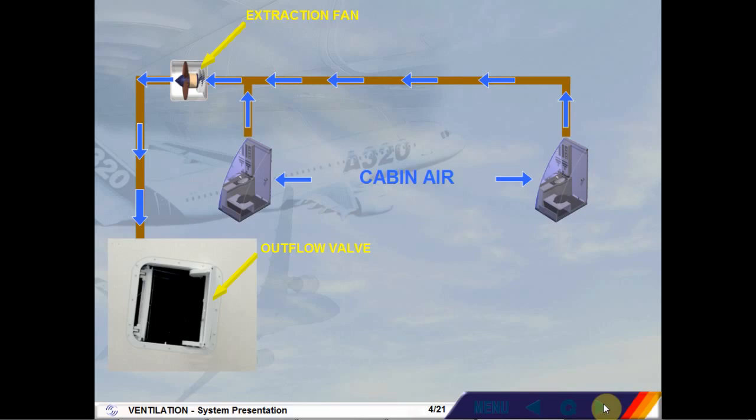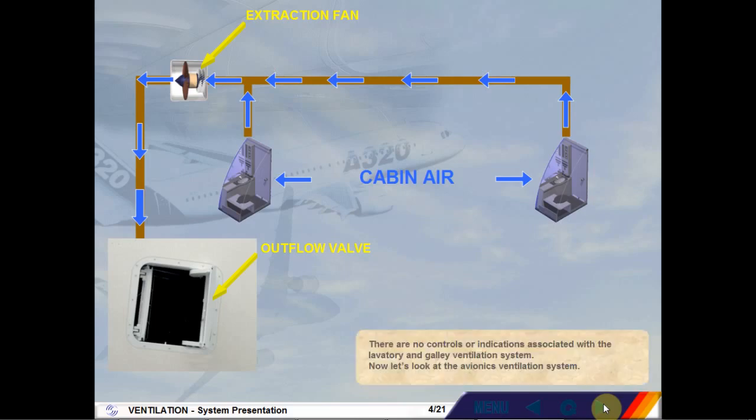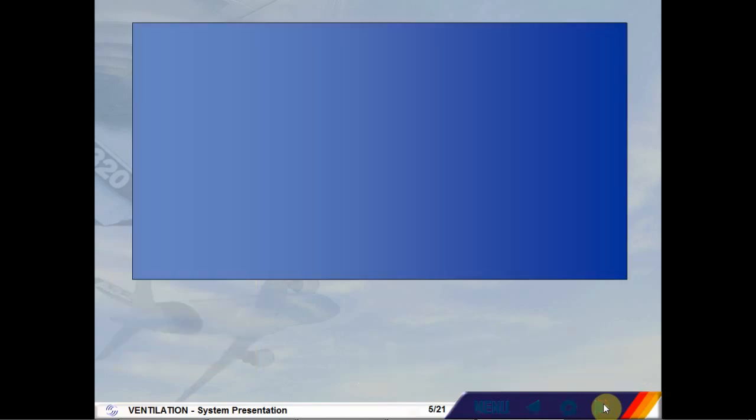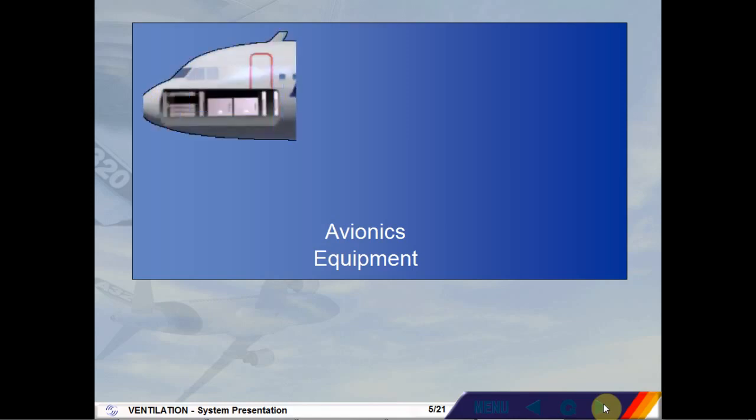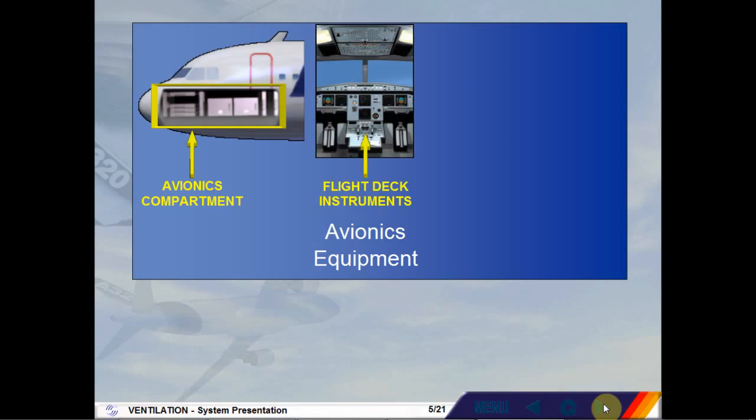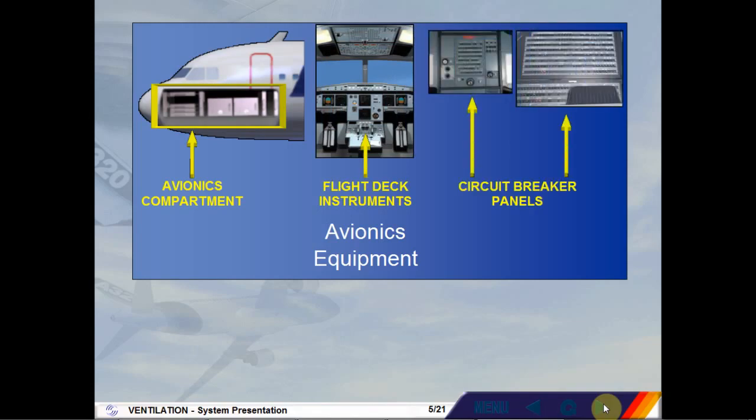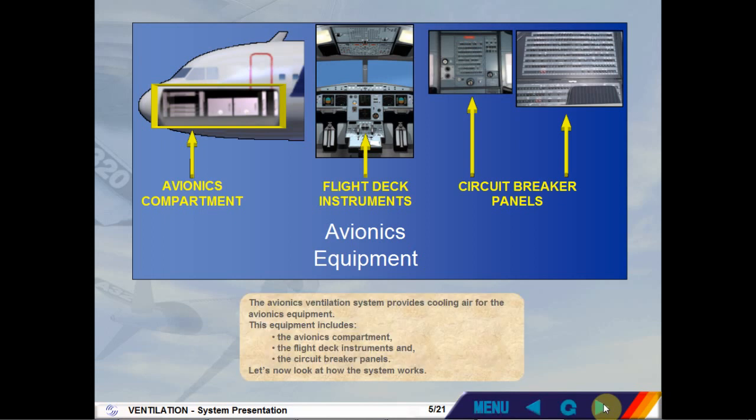Now let's look at the avionics ventilation system. The avionics ventilation system provides cooling air for the avionics equipment. This equipment includes the avionics compartment, the flight deck instruments, and the circuit breaker panels. Let's now look at how the system works.